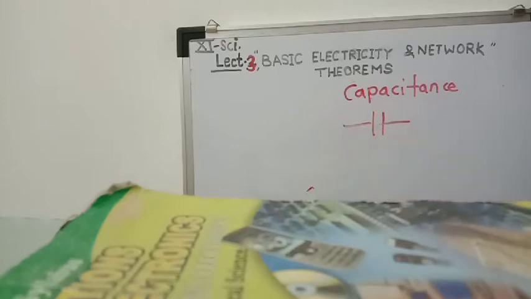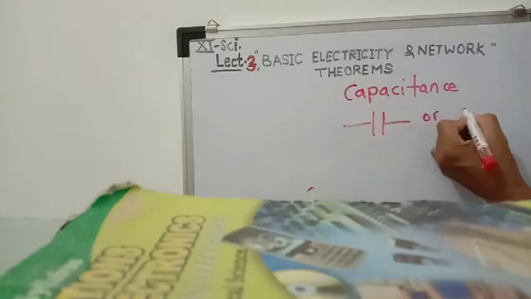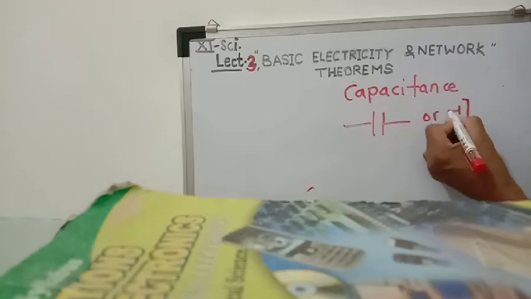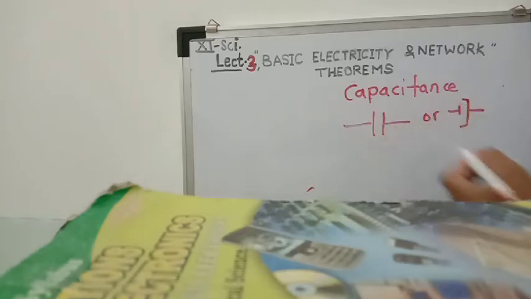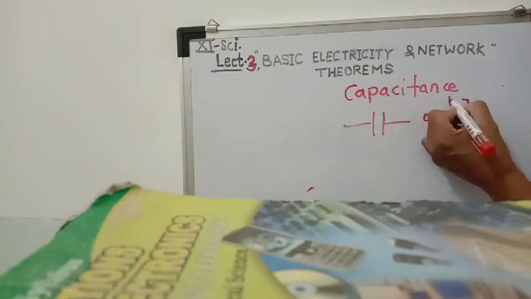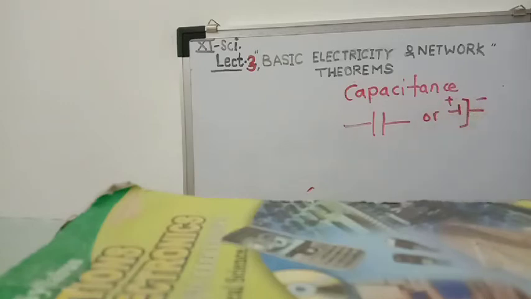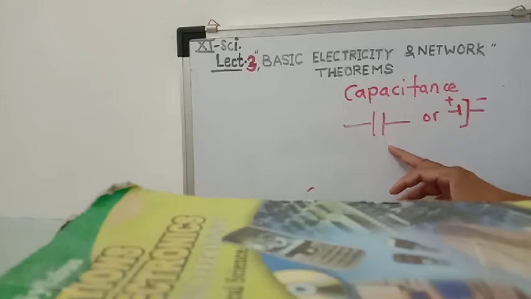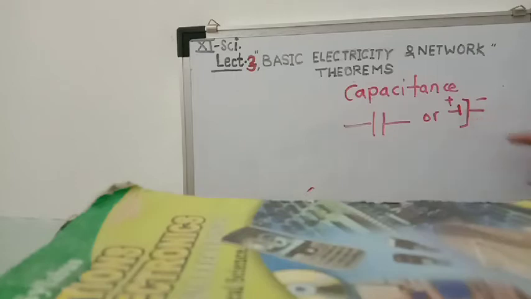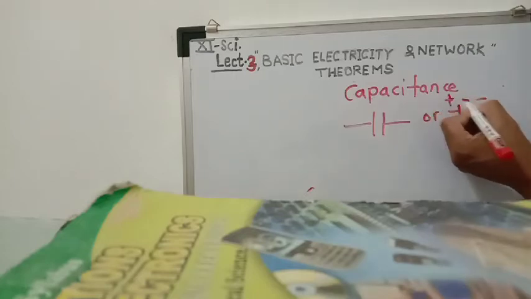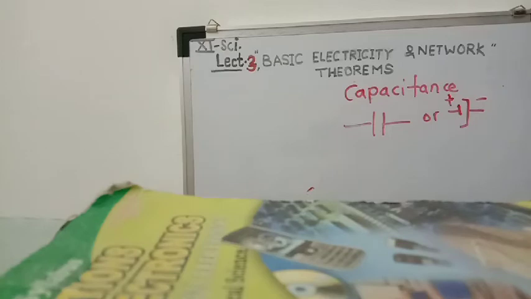This is a fixed capacitor, or like this. This is a non-polar capacitor and this is a polar type capacitor, meaning a capacitor having positive and negative polarity. It is a polar capacitor or electrolytic capacitor. The non-polar capacitors are ceramic capacitor or paper capacitor, and the polar capacitor is the electrolytic type capacitor. Okay.